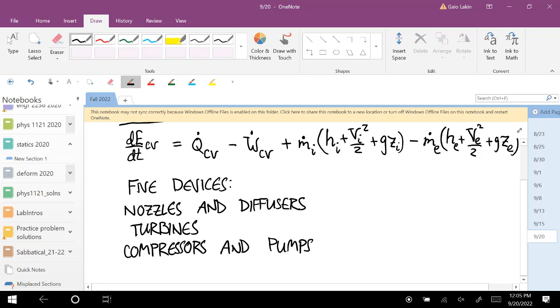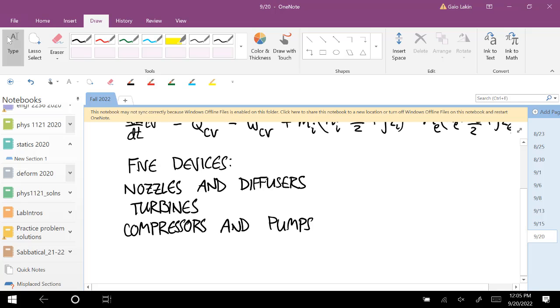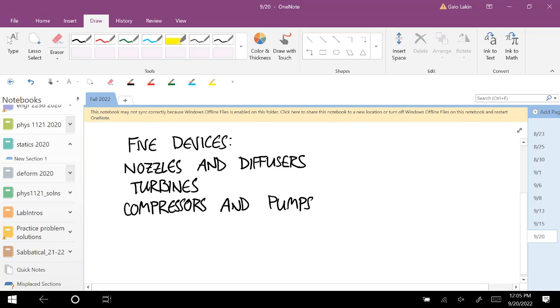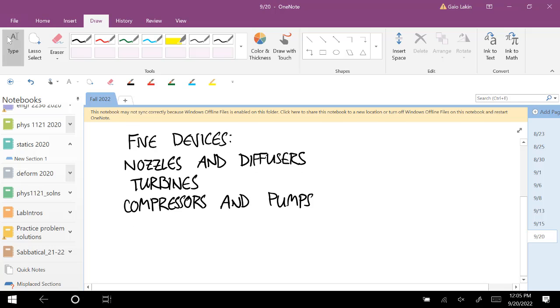And for each of these, we're just going to go through what assumptions we can make. Usually, you won't always be able to make all these assumptions, so you have to look at the problem and do the cancellations, okay? But this does give you a sense of what the point is of each of these devices. And a lot of times in the problems, this simplified form is what you'll end up using. Okay, so we'll start with nozzles and diffusers.